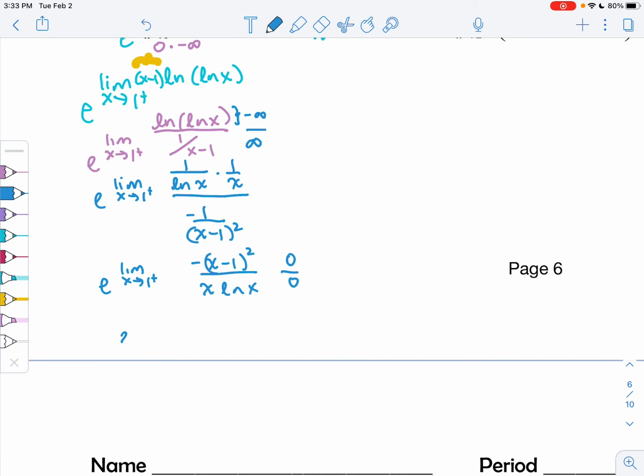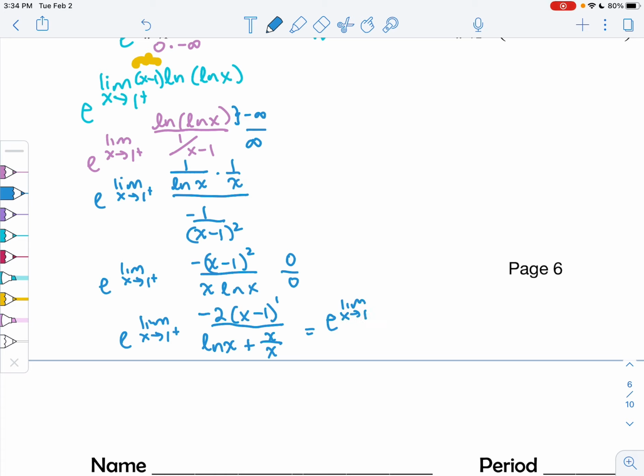So keep going with L'Hopital's rule. And I get the derivative of the top is negative 2 times x minus 1 to the first power times the derivative of x minus 1, which is just 1, over, the bottom's going to require product rule. The derivative of x is just 1 times ln of x, plus x times the derivative of ln of x, which is 1 over x. And so let's try our direct substitution now. Actually, let's go ahead and simplify this a little bit.